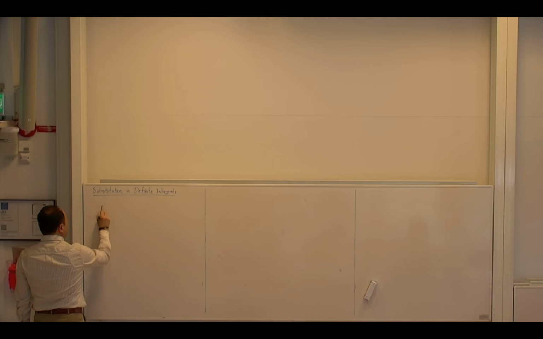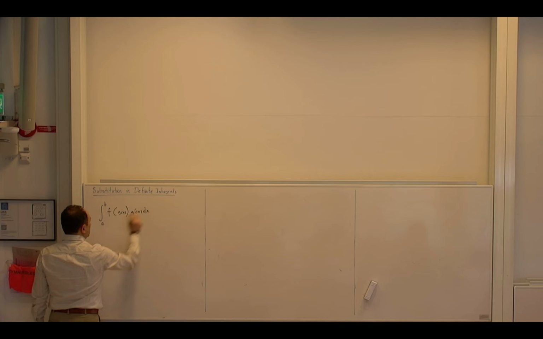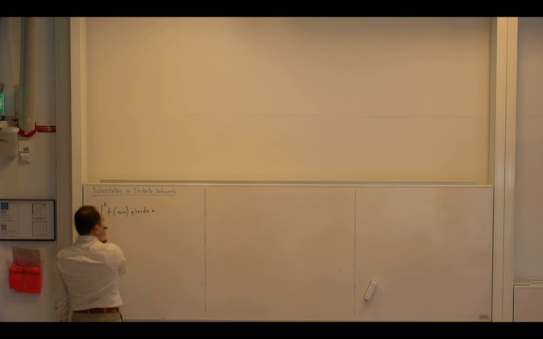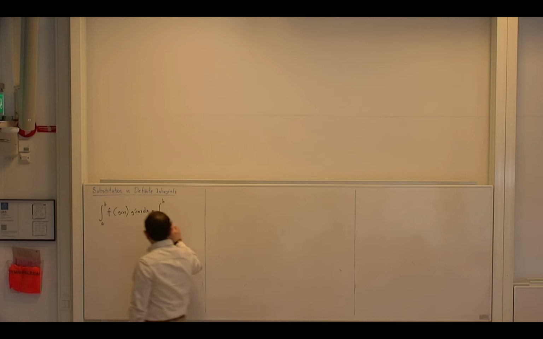Okay, so now substitution in definite integrals. If I want to state it precisely, the theorem is this. If you have the integral from a to b of f of g of x multiplied by g prime of x dx, then in principle, if you have this structure, you can write it from a to b, and then you can have u substitution.